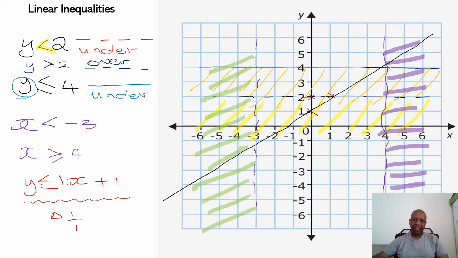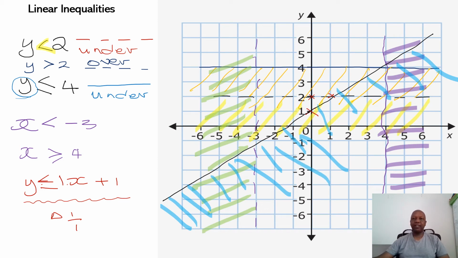Now for the less part, I have to specify the region under this graph and including this graph. So all this area that's under because of the less than. That would be all this area that's under the graph.